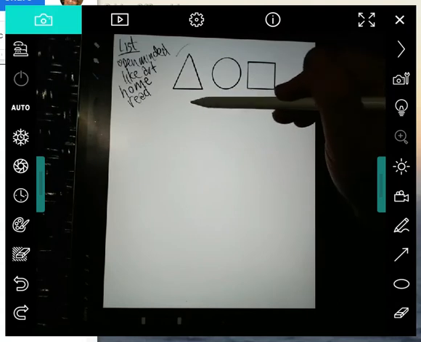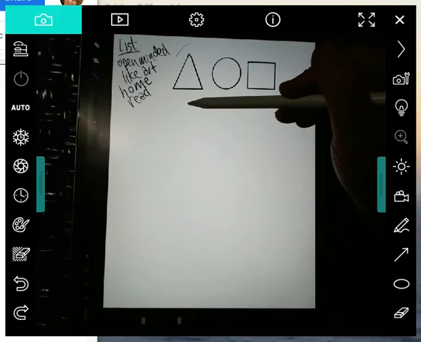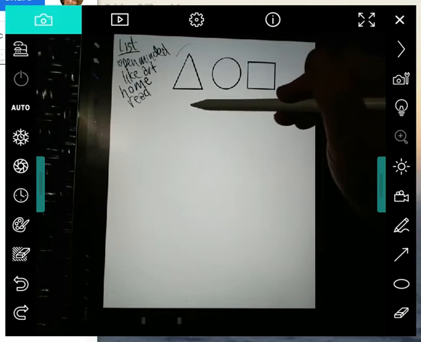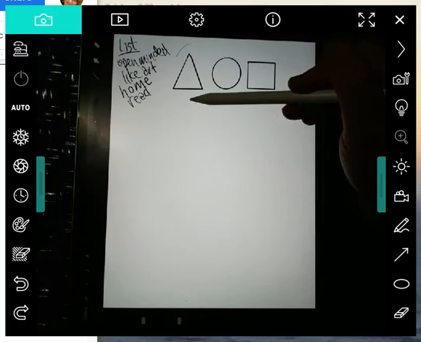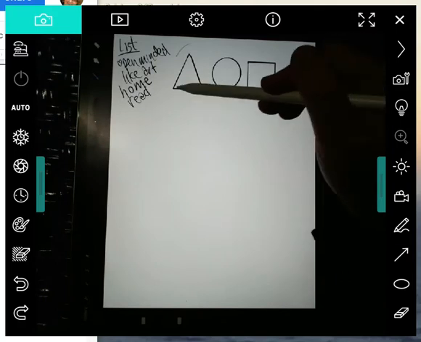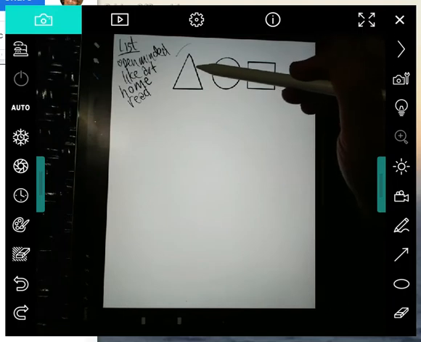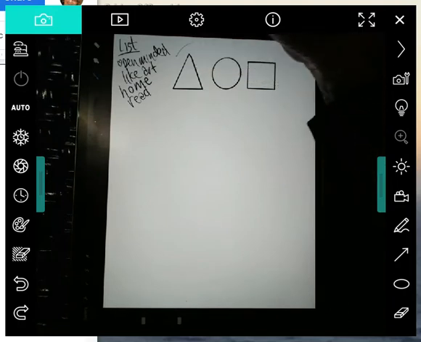Okay, so a triangle is a triad or three, and so you see this a lot when you're talking about anything that's three. Okay, so it's kind of a symbol of anything that's three.